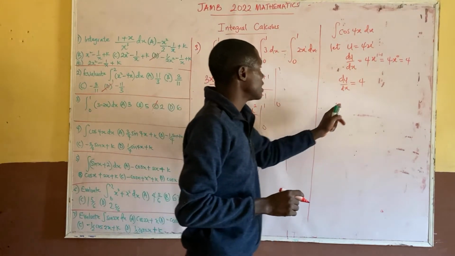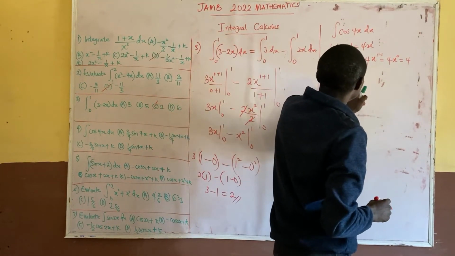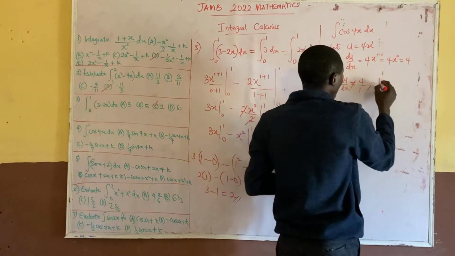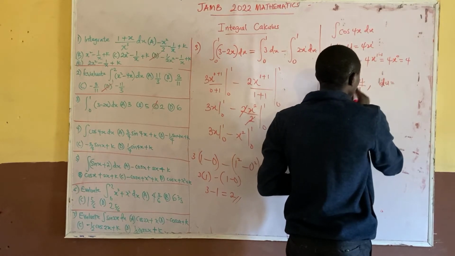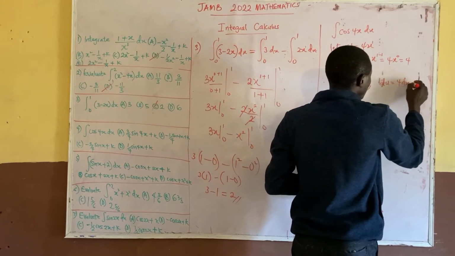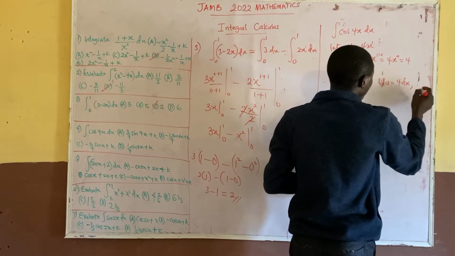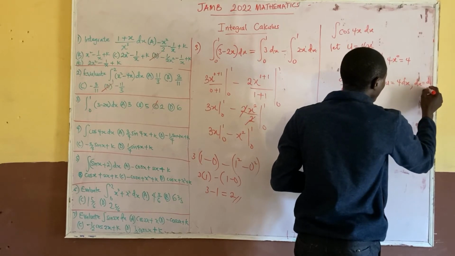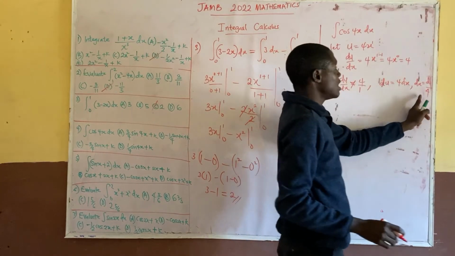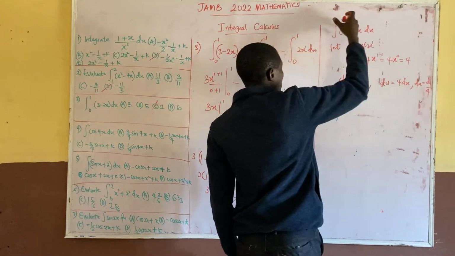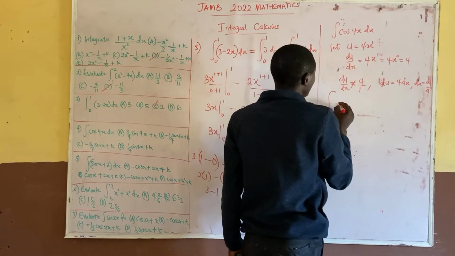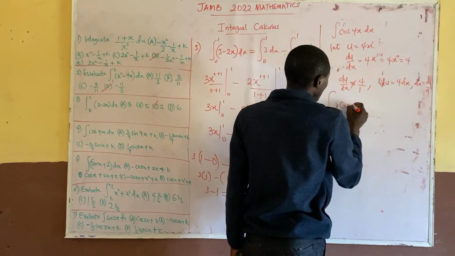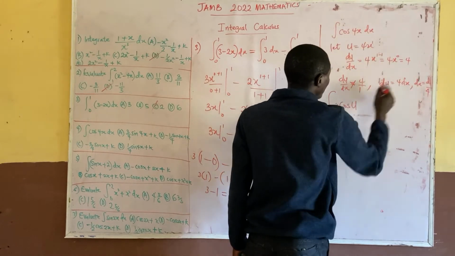Now try to make dx the subject of the formula by cross multiplying. So we have du equal to dx times 4. Divide both sides by 4, we have dx is equal to du all over 4. So whenever you have dx, it means du over 4. So you now come back and substitute here. So cos 4x is now cos u.